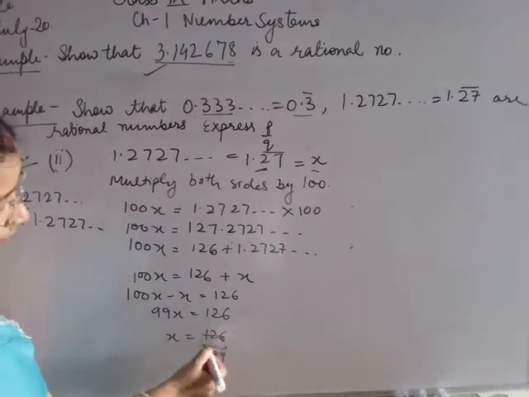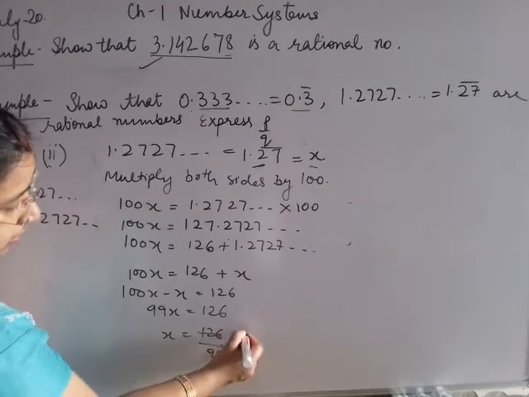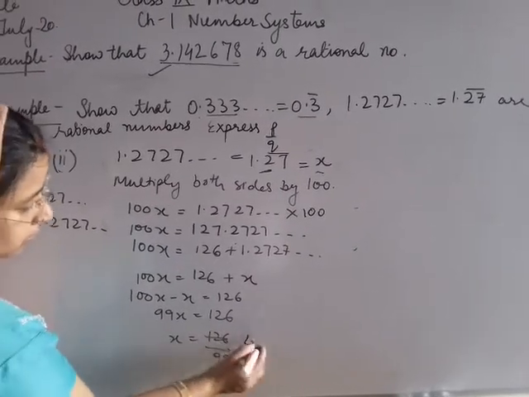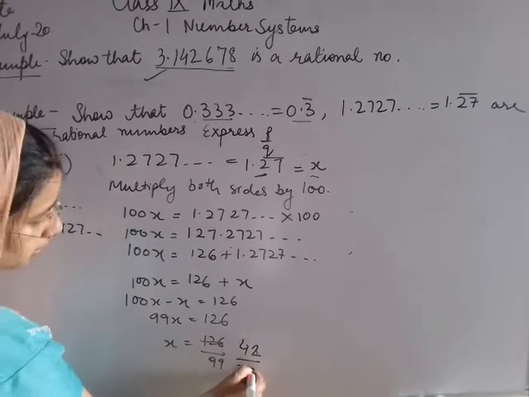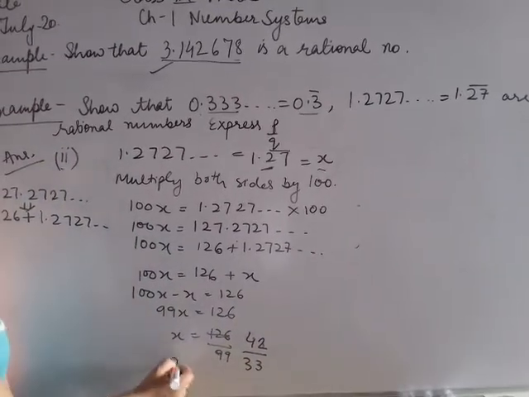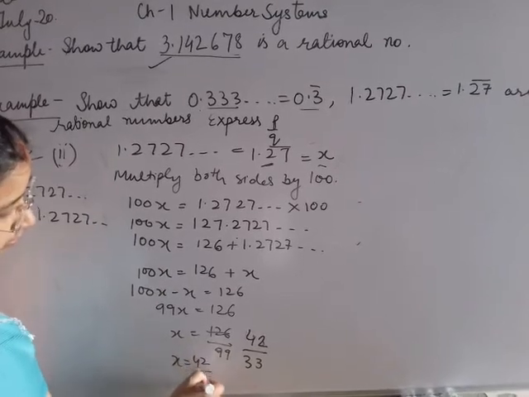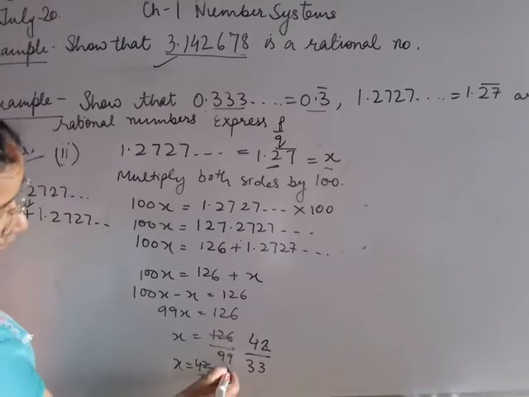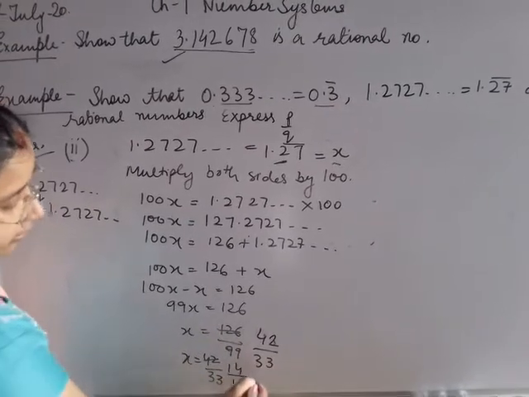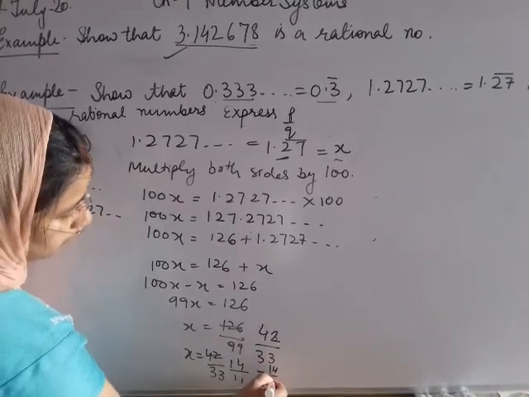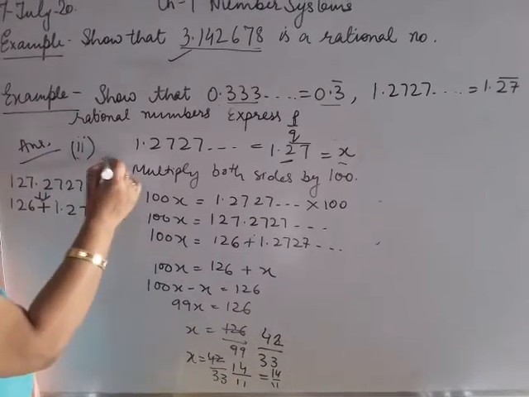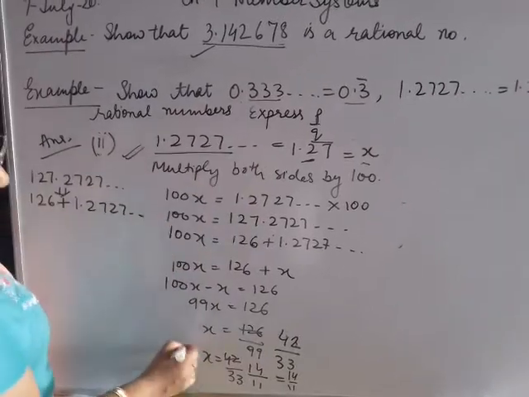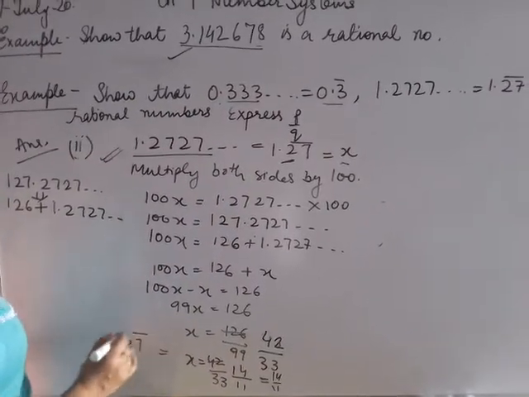Reducing this by division by 3, 3 4s are 12, 3 2s are 6, 3 3s are 9. So 42 upon 33. x is equal to 42 upon 33. Okay, again it is divisible by 3. 3 1s are 3 and 3 4s are 12. That is 14 upon 11. If you divide 14 by 11, you will get this number only. Therefore, we have expressed x, 1.27 bar, as 14 upon 11.